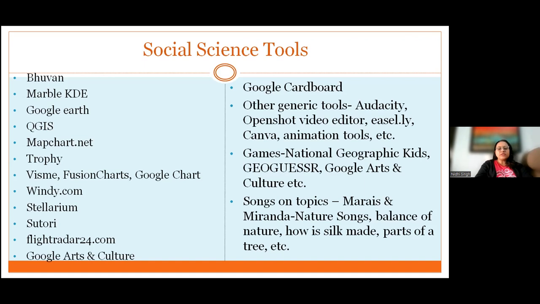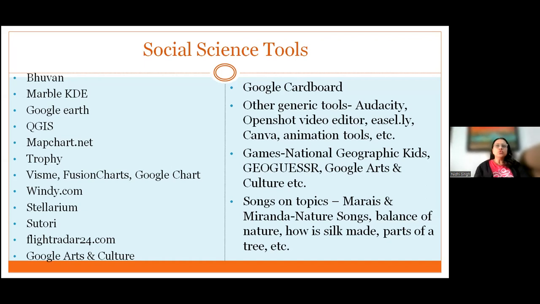Then you have Google Earth, which many of us must have used. Google Earth has lots of resources. You can rotate the Earth, show it to them in 3D form, zoom in, zoom out. You have the street view feature. You have lots of beautiful photographs, a pool of photographs, and video clippings in Google Earth. You can measure the distance and all those things. Then you have QGIS. QGIS is again free and open source software, used for making maps and all.